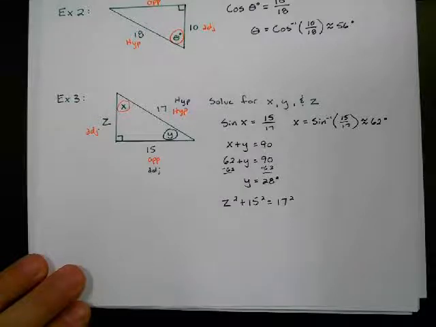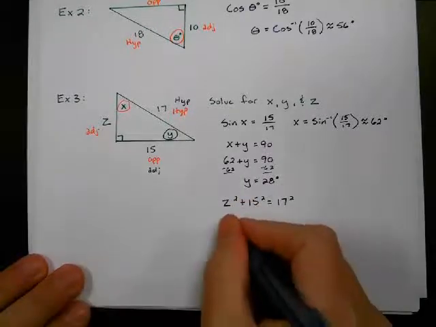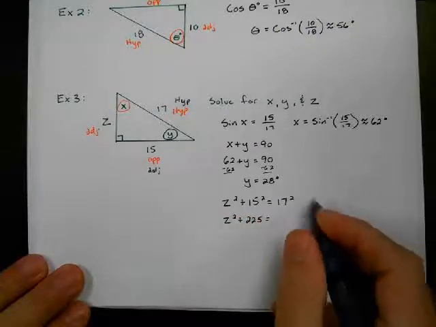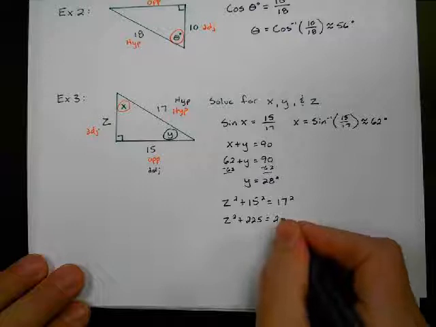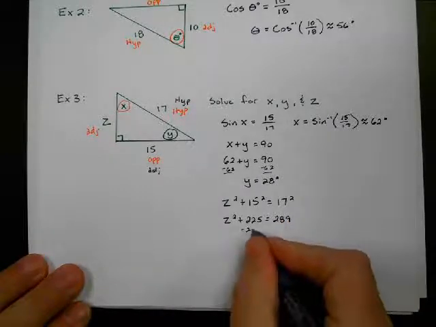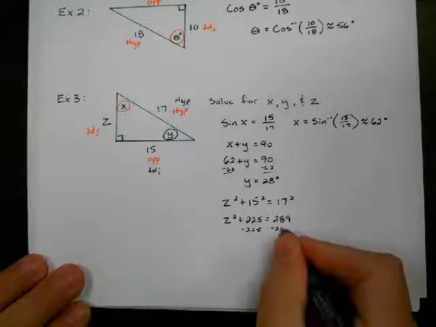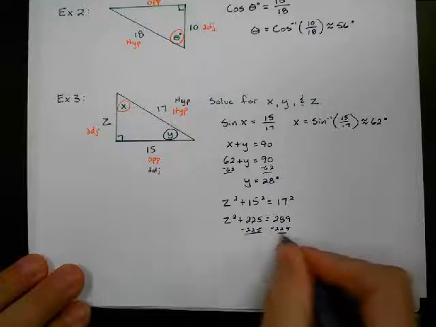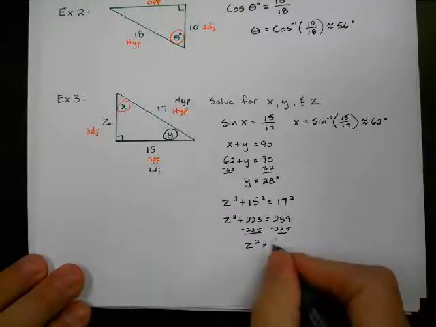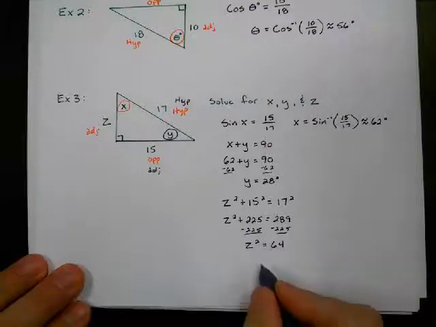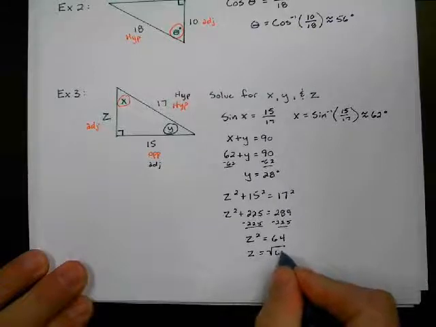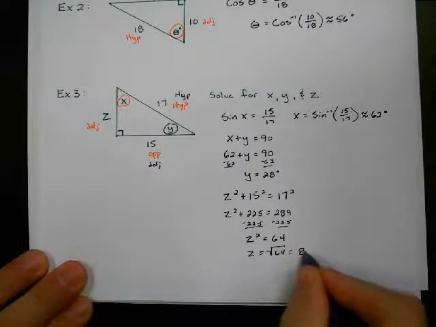So we would just do z squared plus 225 equals 17 squared, which is 289. And then subtract 225 from both sides. And we get z squared is equal to 64. And then we take the square root. And the square root of 64 is 8. And there's our final answer. Z must be 8.